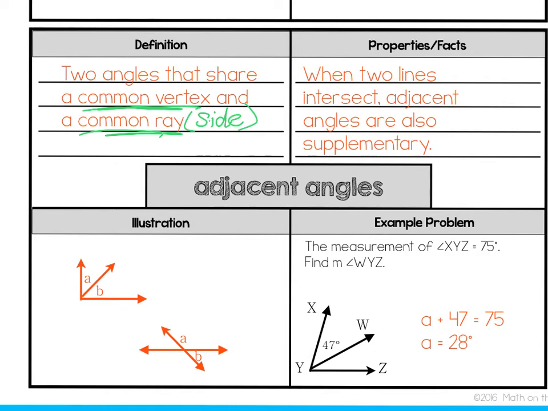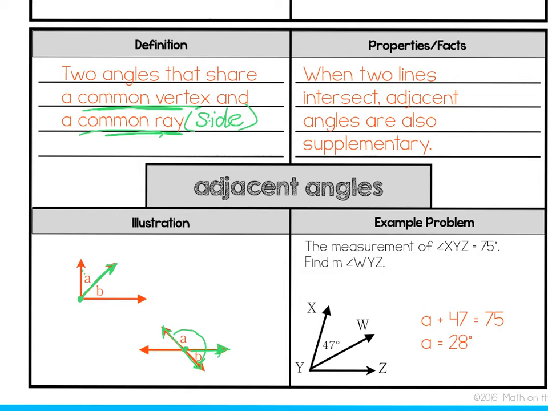So here in the illustration, you can see A and B are adjacent, because they share a vertex and they share a side. Okay, in this example, A and B are adjacent. But I want to point out that they are not vertical. Notice they share this vertex and they share this side right here.